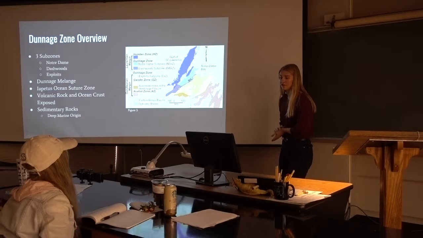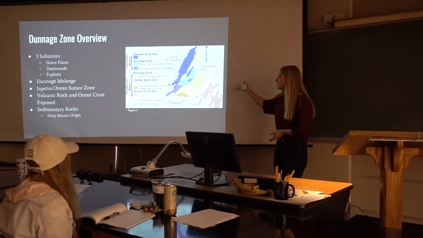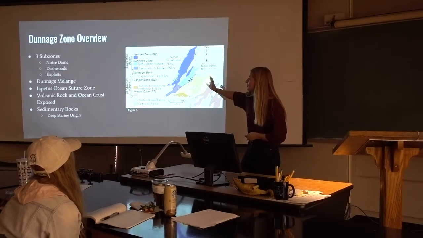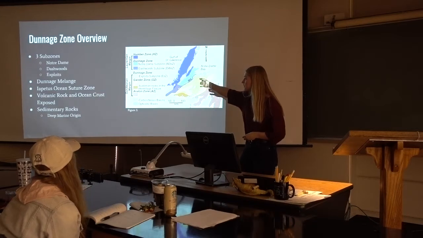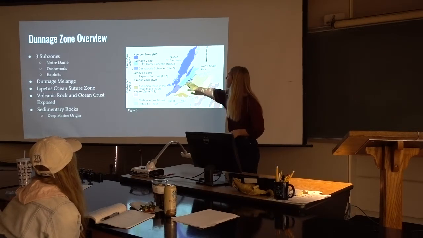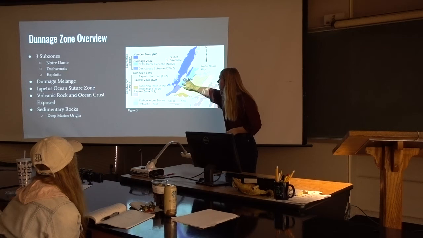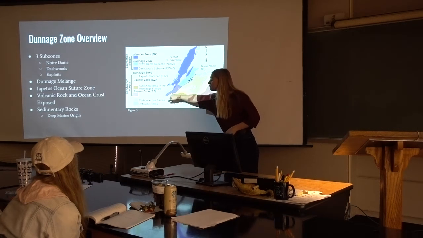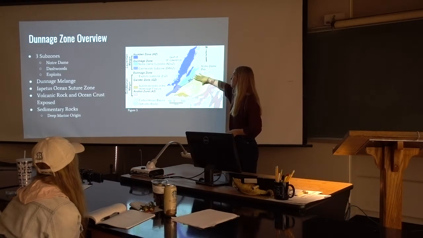So, overview of the Dunnage zone. This is basically the same map, but a bit more in depth. It shows the 3 subzones within the Dunnage zone. They are the Notre Dame subzone up here in the lighter blue, the Dashwoods in the purple, and the larger Exploits subzone here in green.